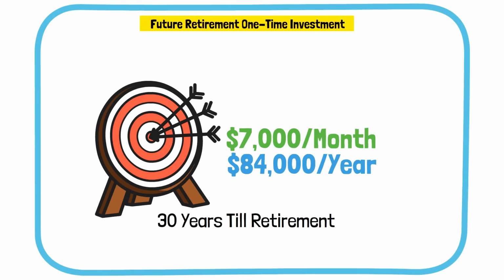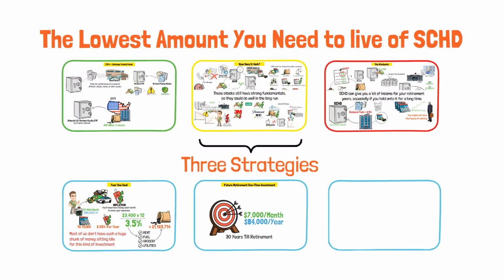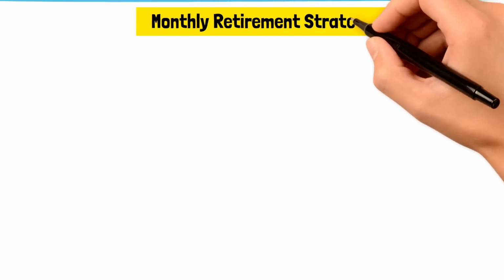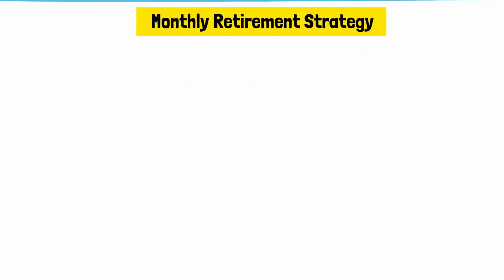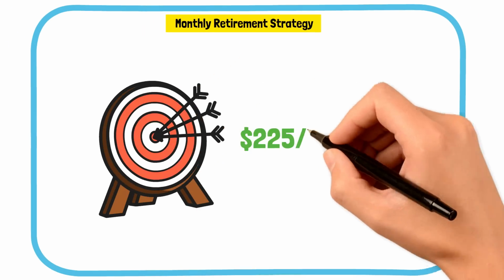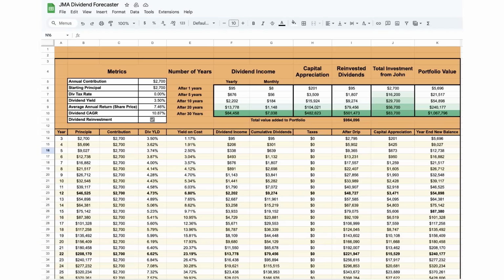Even though these numbers seem very compelling, what if you don't have $25,000 as startup capital? Well, for this case, I have the most startup-friendly strategy, which we're going to call monthly retirement strategy. And to completely live off SCHD using monthly contributions, you need to invest around $225 each month, which is $2,700 per year. Here's the breakdown of this strategy if you keep on investing for over 30 years.